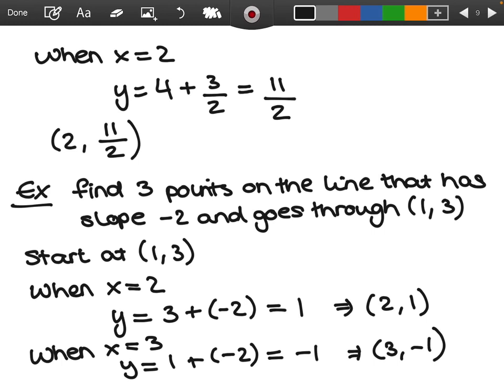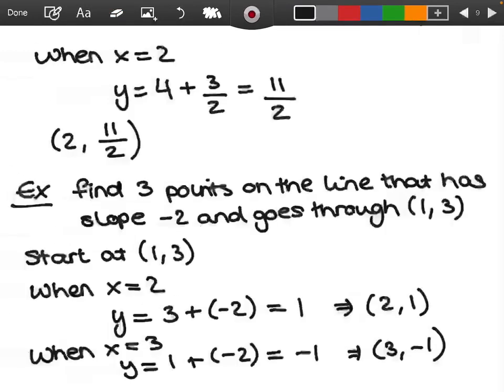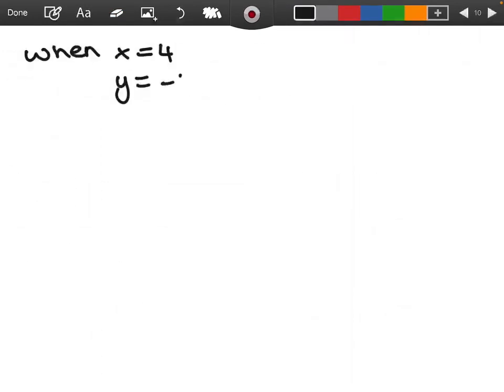And then carrying on again, when x is equal to 4, y is going to equal whatever my last y coordinate was, which is -1, plus whatever my value for m is. So I'm moving down by 2 units, which would give me y is -3. So my next point is (4, -3). Then you could plot those points out, join them up, and that would give you your sketch for your line.